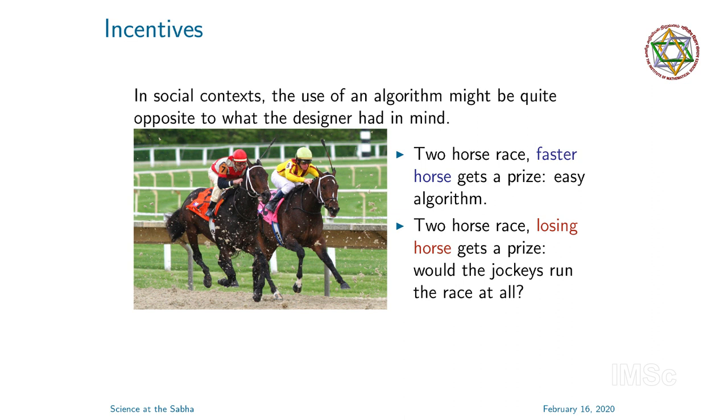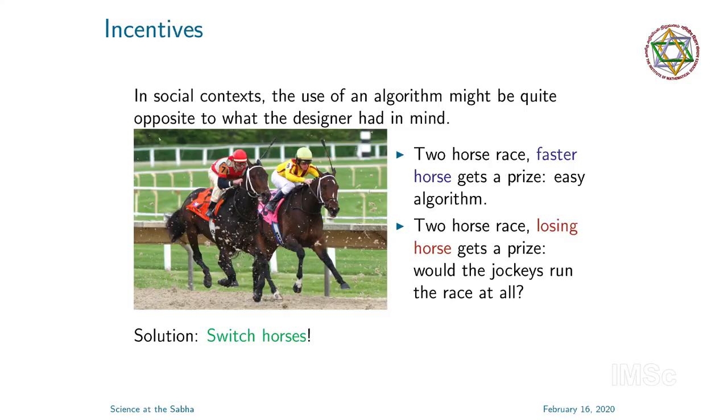So, two horse race. Losing horse gets a prize. This is what I say. Now, the jockeys look at each other. Should I start? You start first. He says, you start first. So, who's going to start? Should they run the race at all? So, what is the solution to that?